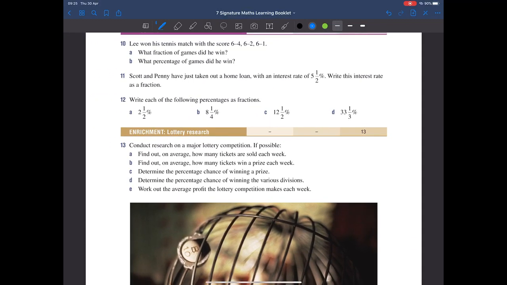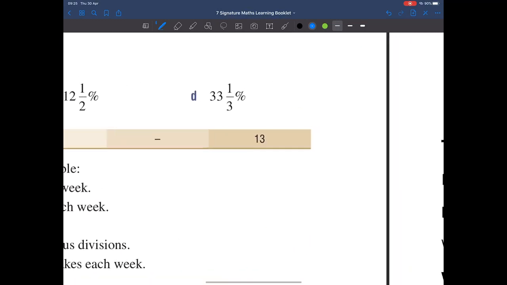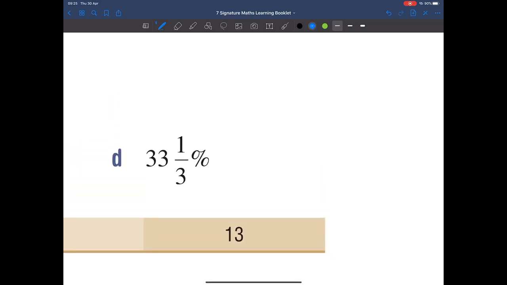Oh, yeah, okay. I like it. Write each of the following percentages as fractions. Okay. Let's review quickly how to convert any percentage to a fraction. So if I've got 50%, how do you convert that to a fraction? Well, you just write out of 100. 50 out of 100. Yeah? But here we've got something different.